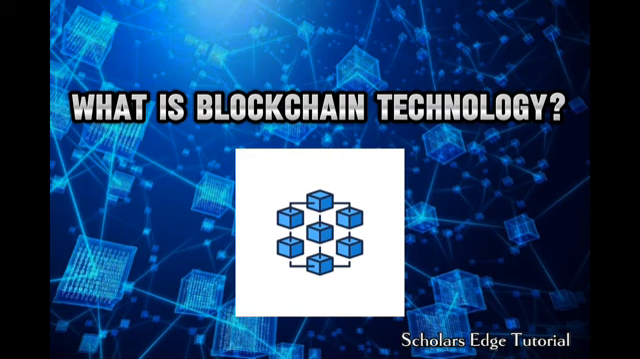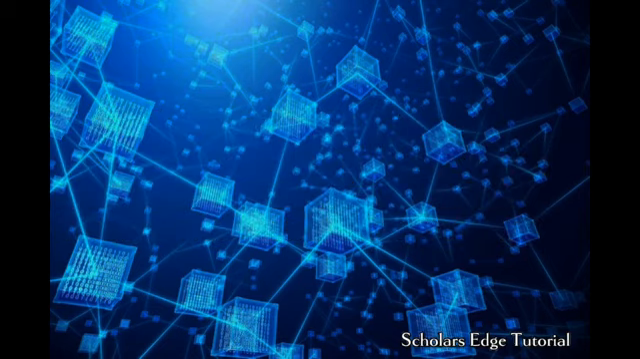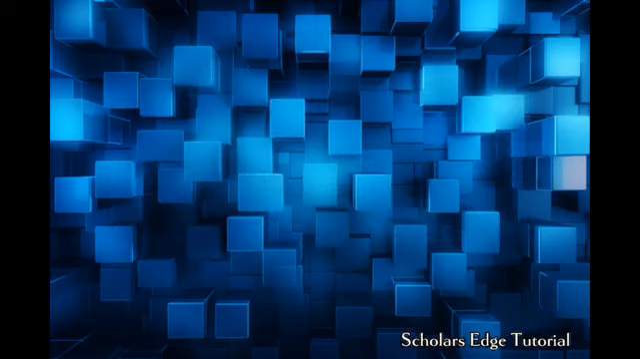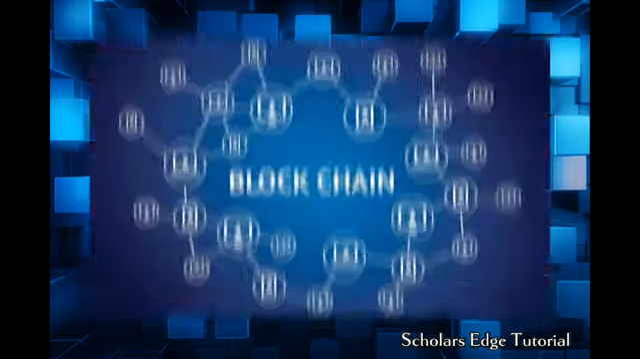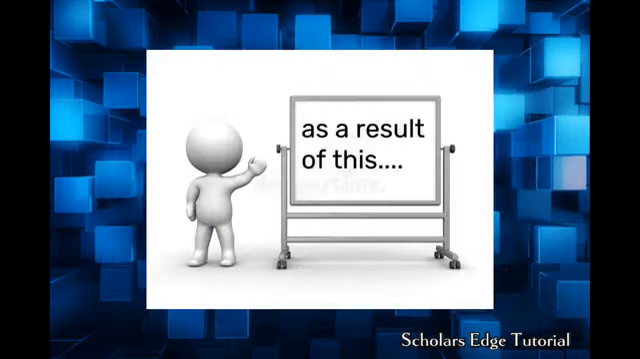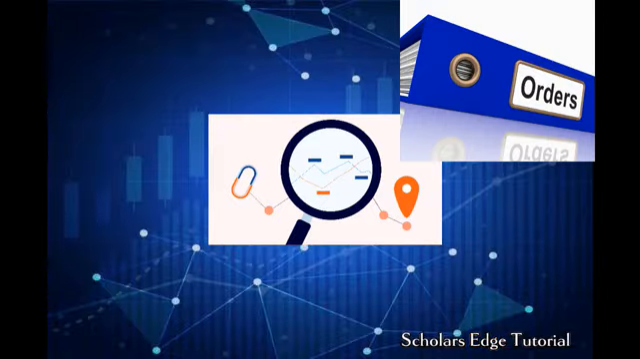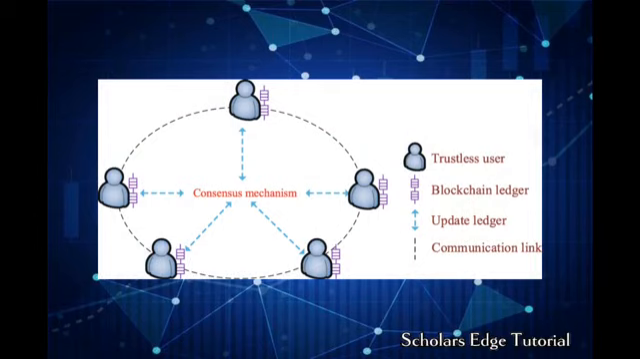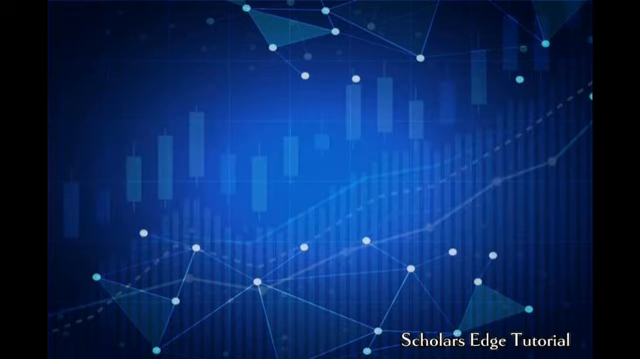Firstly, what is blockchain? Blockchain technology is an advanced database mechanism that allows transparent information sharing within a business network. A blockchain database stores data in blocks that are linked together in a chain. The data is chronologically consistent because you cannot delete or modify the chain without consensus from the network. As a result, you can use blockchain technology to create unalterable, or immutable, ledgers for tracking orders, payments, accounts, and other transactions. The system has built-in mechanisms that prevent unauthorized transaction entries and create consistency in the shared view of these transactions.